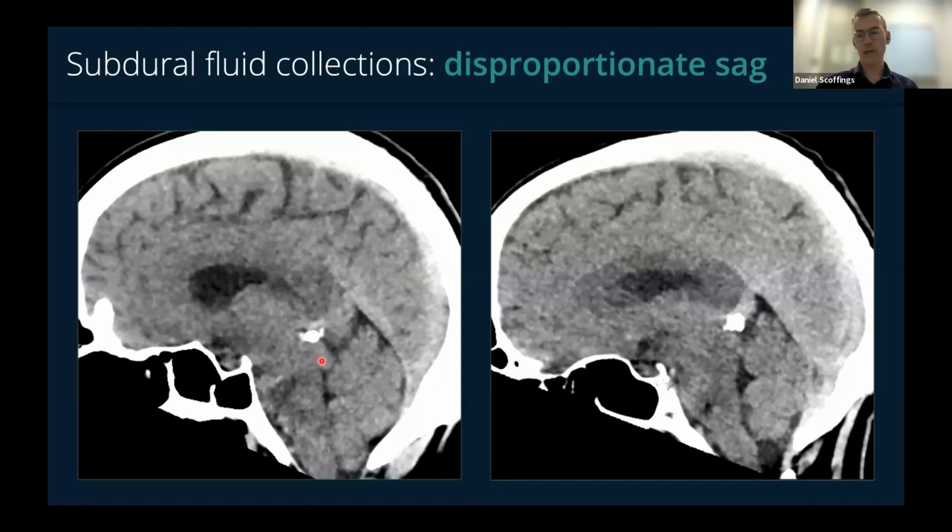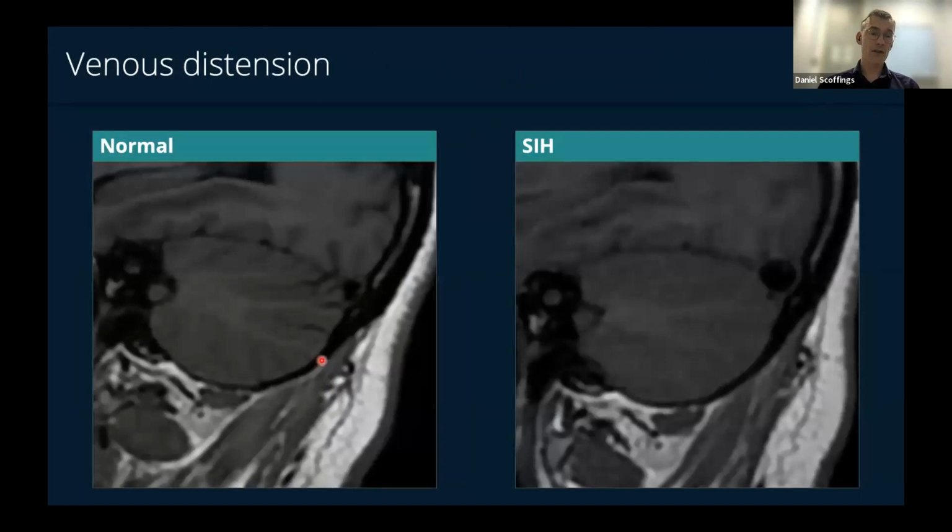So venous distension is a very dynamic finding. It's one of the first to appear when someone gets a leak. They get an increase in blood volume. And when the leak's successfully treated, it's one of the first to disappear. One of the best ways to look for this is on the dominant transverse sinus in its midsection on a sagittal MRI. Now, normally, the lower border of that transverse sinus is either flat or upwardly concave. And in SIH, it bulges downwards like this.